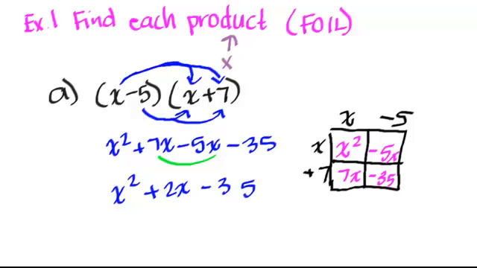Within my box, I am able to recognize what I can combine. I can combine negative 5x and 7x. So what I do now, I rewrite my first term, which was x squared. Then I work with 7x minus 5x, which gives me 2x. And in this last box, I have that negative 35. Two different methods of doing it, same exact result.